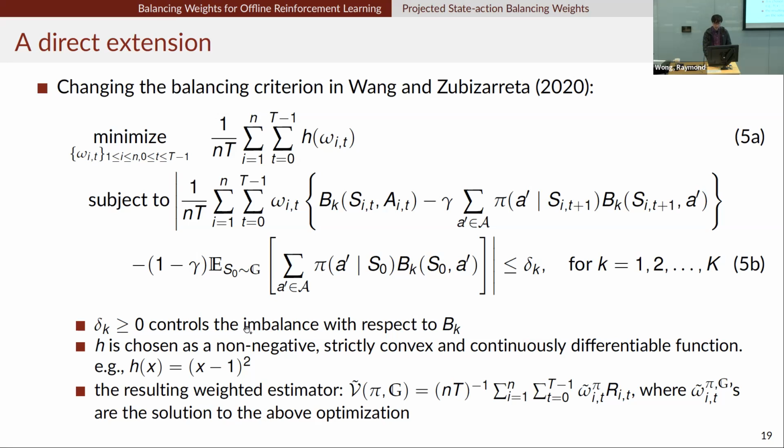Here H is chosen as a non-negative, strictly convex, and continuously differentiable function. This term essentially tries to regularize the weights so that they do not vary a lot, so as to produce stable weights. Given this, the optimization will generate the weights, and then you can form the weighted estimator.